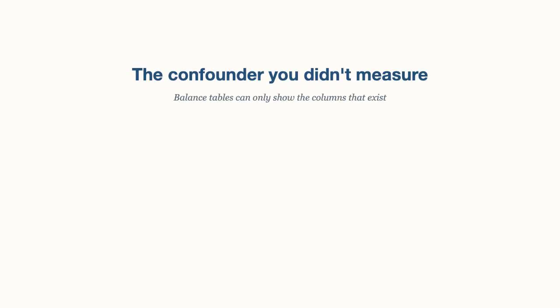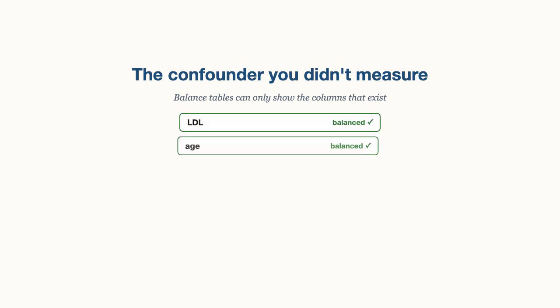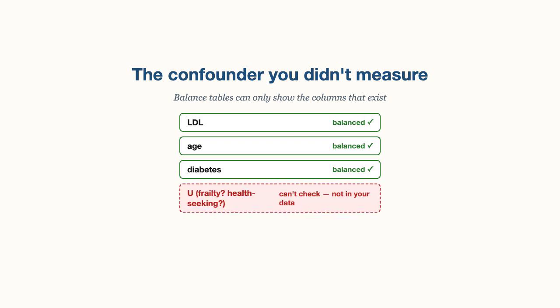Module 4 built powerful estimators, but every one of them rests on a promise you cannot check. Given the things you measured, treatment is as good as random. And every diagnostic you ran, balance tables, overlap plots, weight checks, only inspects the columns that exist in your data. The referee's killer question is the one none of them answer. What about the confounder you didn't measure?